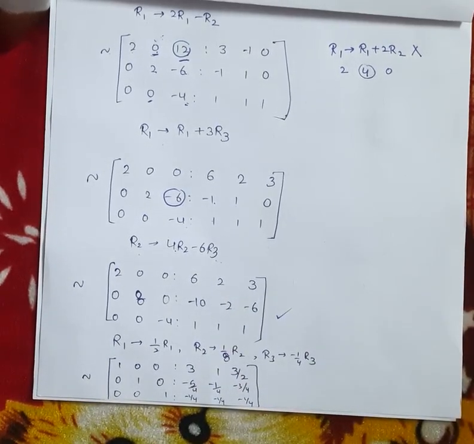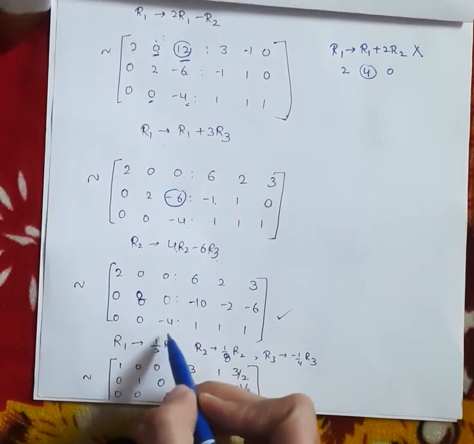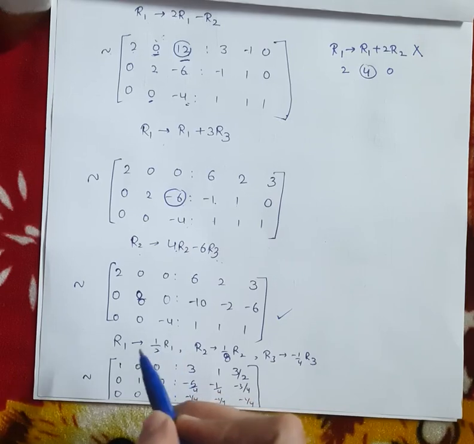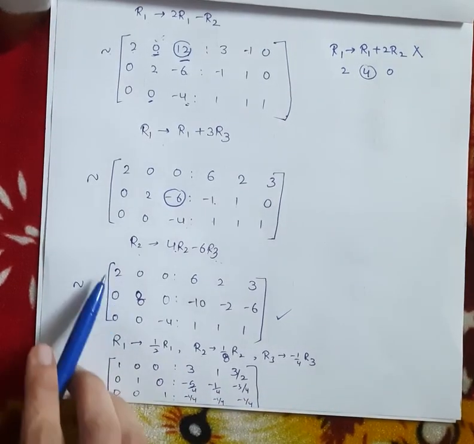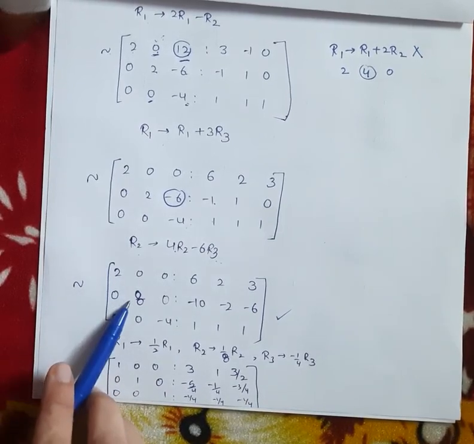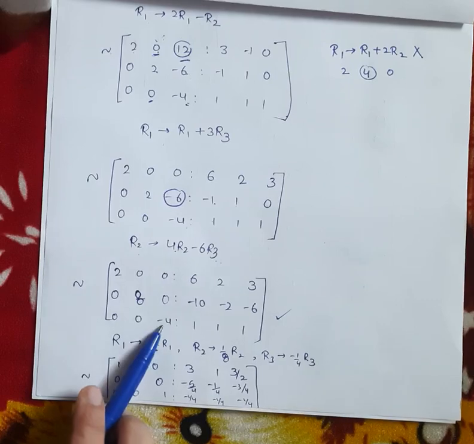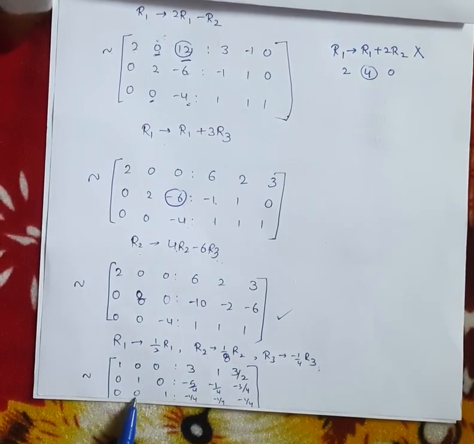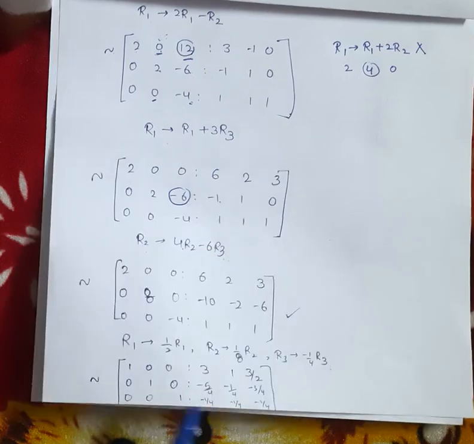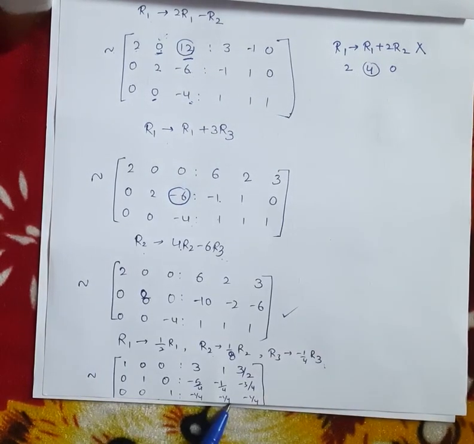Now you can see our left hand side is almost going to be identity matrix. For that, I just need these small changes. For R1, I will divide it by 2. For R2, we will divide it by 8, and for R3, we will divide it by minus 4. ये तीनों ऑपरेशंस हम लगा देंगे, and on left side you can see I got my identity matrix, and the matrix which is now on right hand side, this gives me the inverse of matrix A.